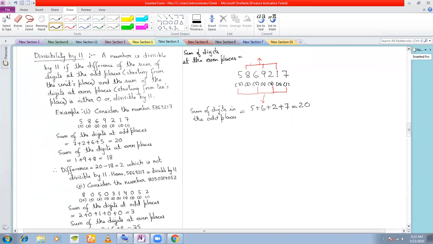what are the sum of the digits? What are the even places? You have 8, you have a 9, you have a 1, 18. Okay. So sum of the digits at the even places is 18, sum of the digits at the odd places is 20. Now what you do is you take the difference of these two. Difference.